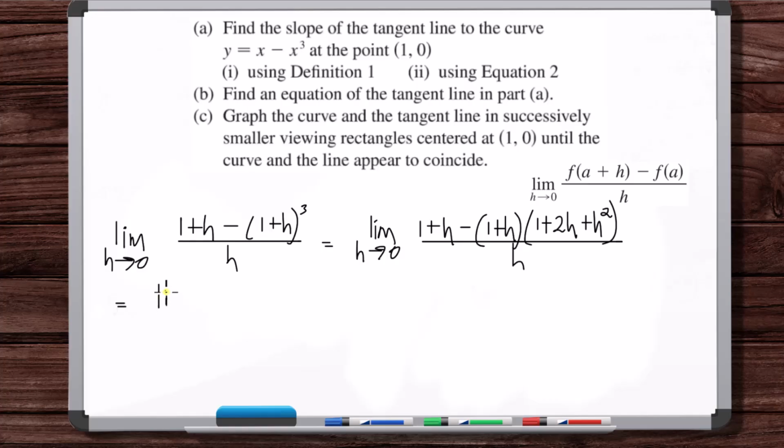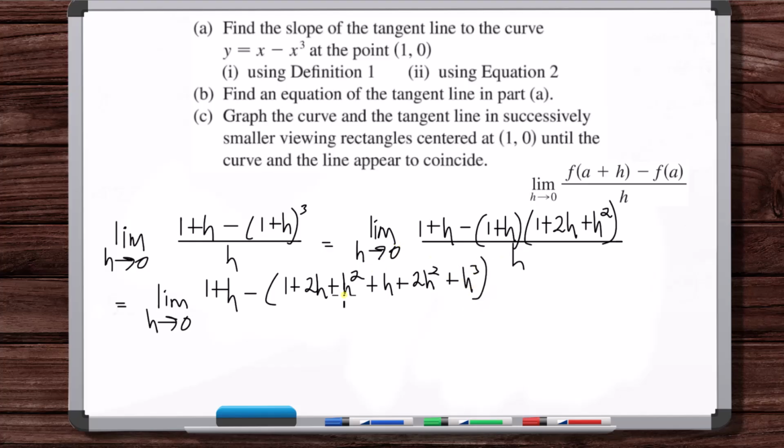Okay, so now the limit as h approaches 0 of 1 plus h minus, and then 1 plus 2h plus h squared, and then plus h plus 2h squared plus h cubed. So here you've got 1 plus 3h plus 3h squared plus h cubed, all over h.